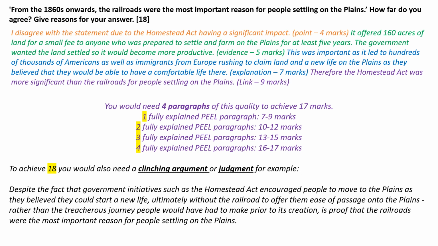So at this point, if this was at the end of 4 PEEL paragraphs that were very well put together, like the one that you can see at the top of the screen, then you would achieve 18 marks. So that's it for Making of America. I hope that's been helpful in terms of how to answer the questions, and the next video will go through how you answer the questions for Living Under Nazi Rule.